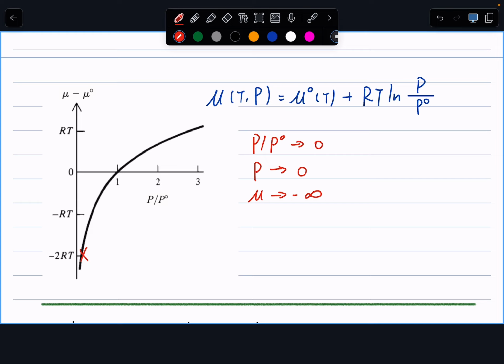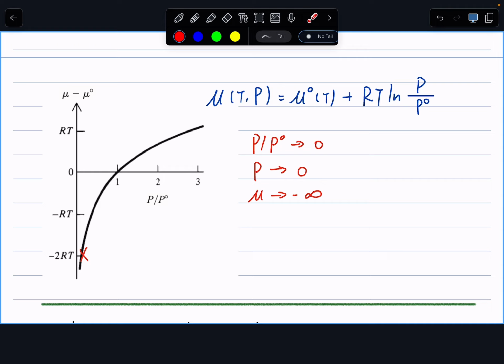And does it make sense to us from a physical perspective? Right, so what else do we know about the system? So when you think about an ideal gas, let's say in a chamber, where the pressure is very small, then its chemical potential is approaching negative infinity. The chemical potential is also very small.